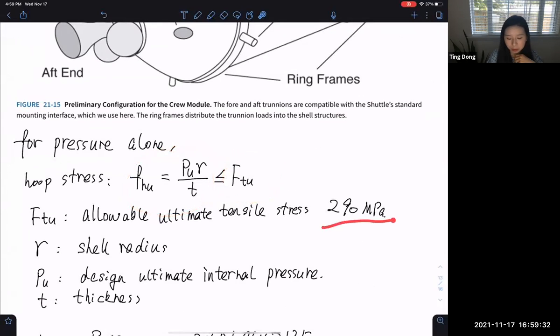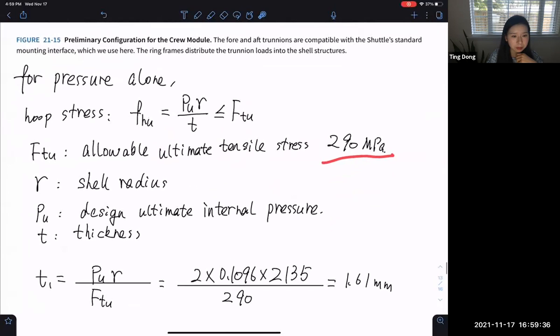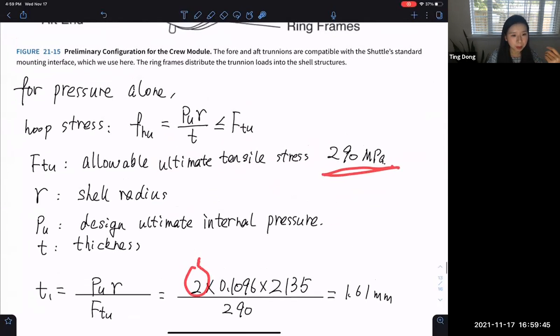The material they use is 290, and because this is ultimate strength, they use safety factor 2. As I said, if you use yield strength, it's also okay, use 1.5. If you use ultimate strength, use 2.